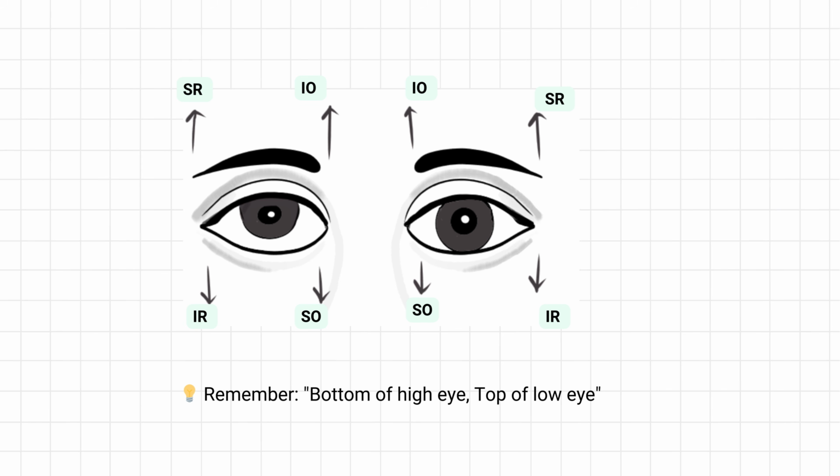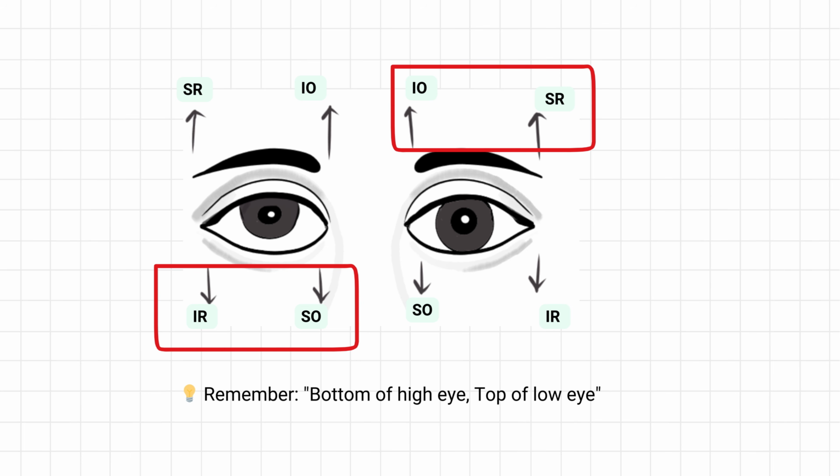Since the right eye is higher, the problem is likely with the depressors of the right eye. That's why we circle the bottom muscles. The depressors of the right eye are the right superior oblique and the right inferior rectus. Now for the left eye, which is relatively hypotropic, the issue could be with the elevators. At this point, we still don't know whether the primary problem is in the hypertropic eye or in the hypotropic eye. So we must consider both the possibilities.